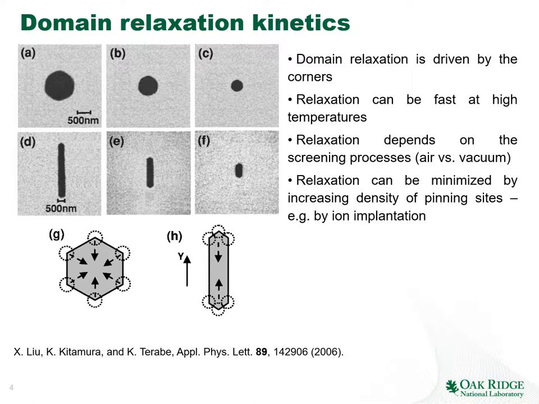So basically, by observing this domain relaxation, Kitamura and Terabe concluded that the domain wall shrinkage is controlled by these angles on the domain wall. So it is the vertices that actually control the relaxation. And they have further explored the effect of the pinning sites. So if you irradiate the surface of the material with helium atoms, you create a lot of damage, and this damage will pin the domain walls and preclude the domain from shrinking.